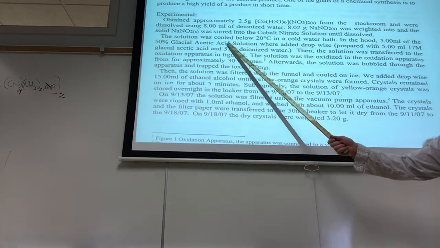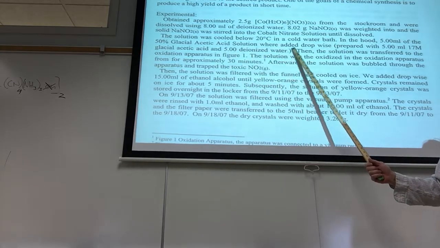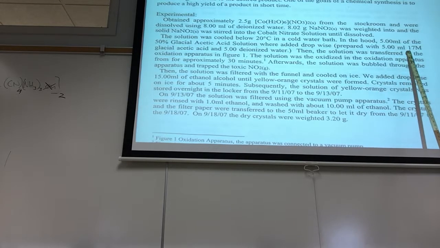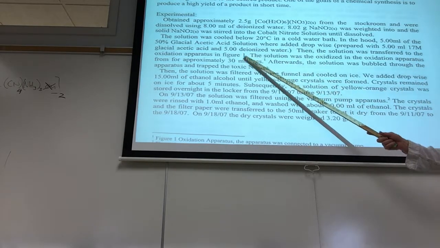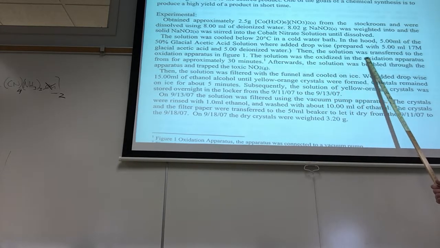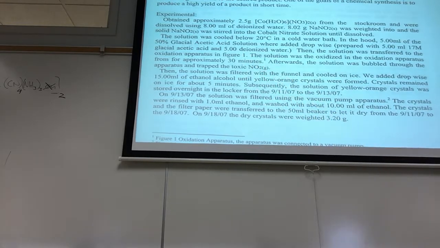You like vinegar? Yeah. Were added dropwise, prepared with 5.00 milliliters of 17 molar glacial acetic acid and 5.00 milliliters of deionized water. Then the solution was transferred to the oxidation apparatus in Figure 1.